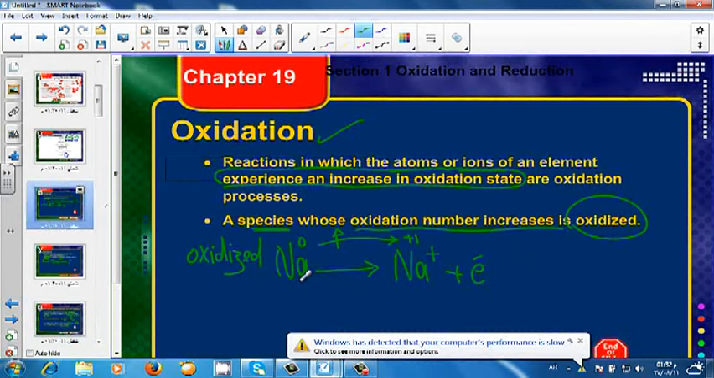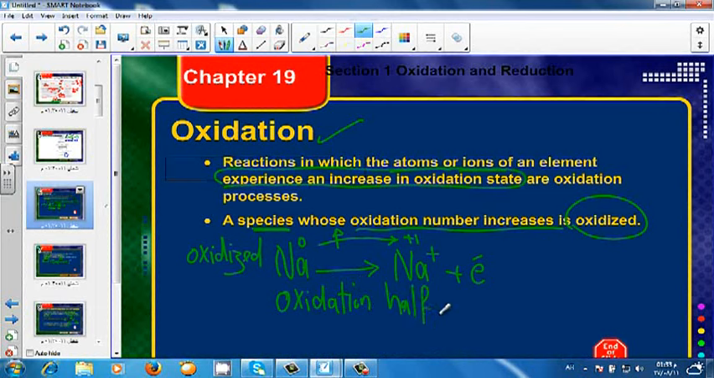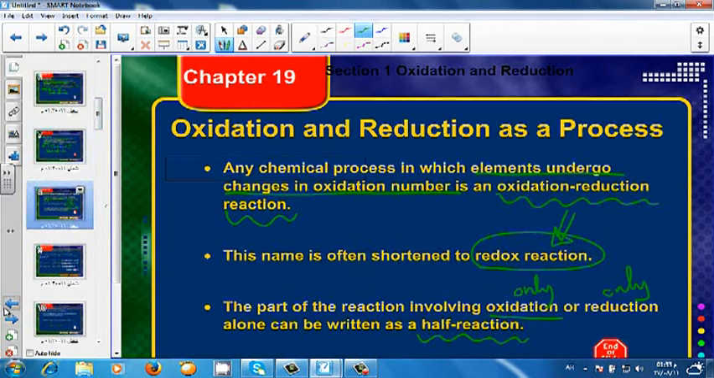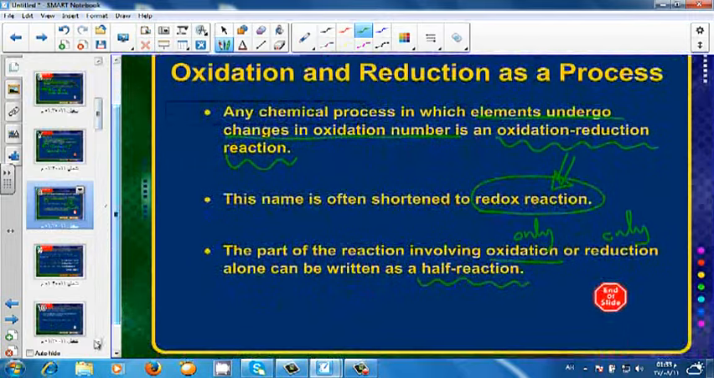So back to our half reactions. Here, I consider this step the oxidation half reaction. And I consider this step the reduction half reaction. Together they make up the redox reaction. So here is the redox reaction composed of 2 half reactions, one of them represents oxidation and the other one represents reduction.